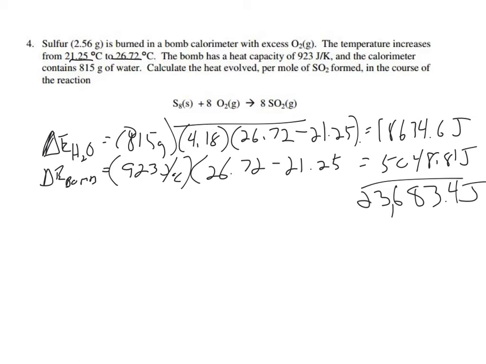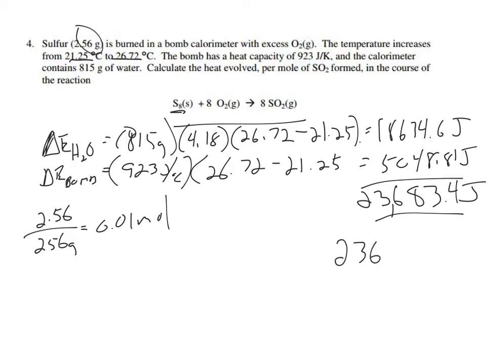joules. Now, that was using 2.56 grams of sulfur. Sulfur is S8, which means that the molar mass is actually 256 grams. So we only burned 0.01 moles of sulfur. If we had burned 1 mole of sulfur, we would have gotten 100 times the energy, or 2,368,340 joules.